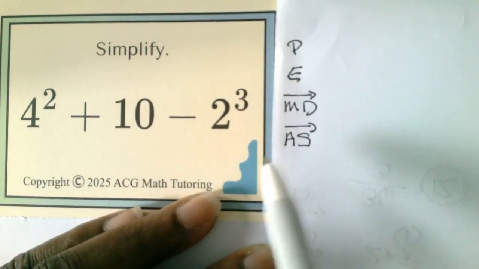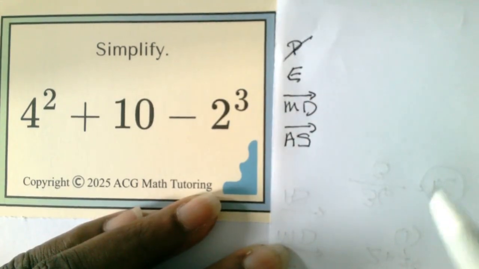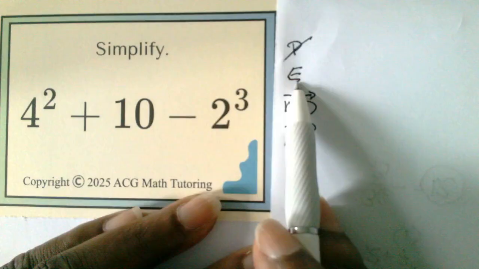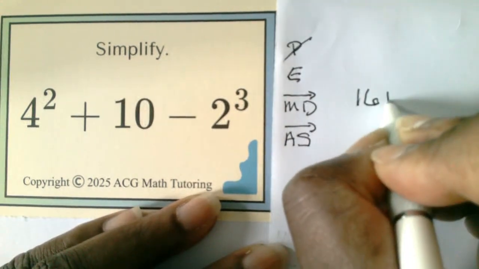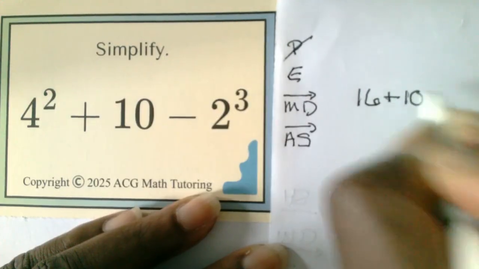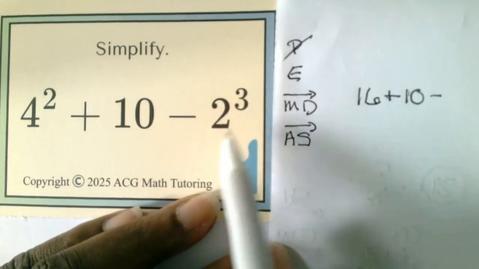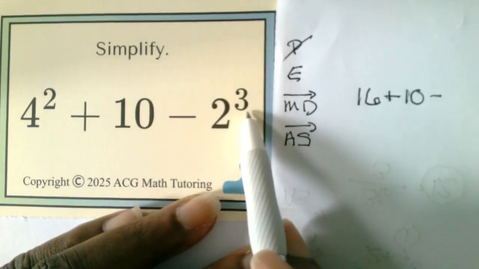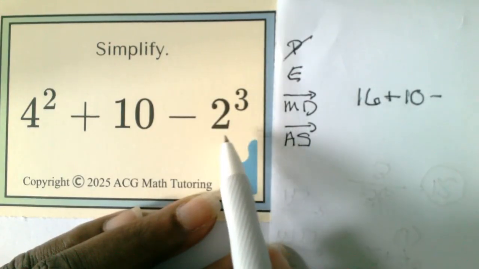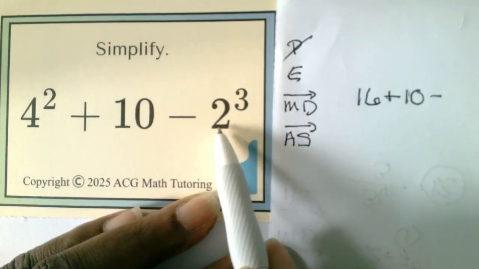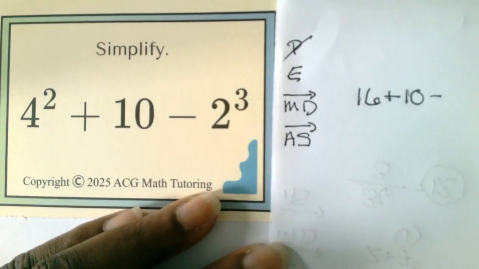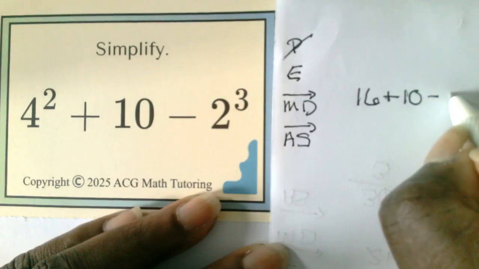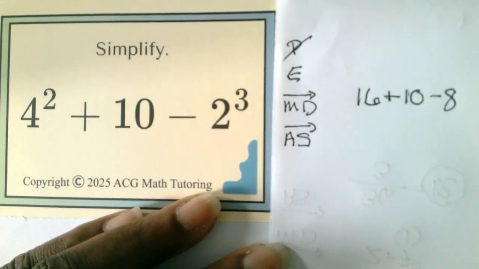So, we don't have any parentheses, so boom, we're done with that. But we do have some exponents. So 4 squared. 4 squared is 4 times 4, which gives us 16. Bring down the plus 10, minus 2 cubed. Now 2 cubed is not 6. We're basically saying that we have a base of 2 multiplied to itself 3 times. So 2 times 2 gives me 4, and 4 times 2 gives me 8.